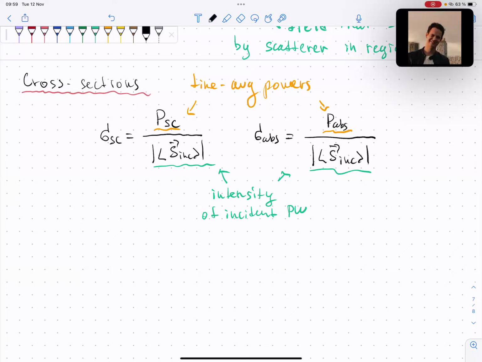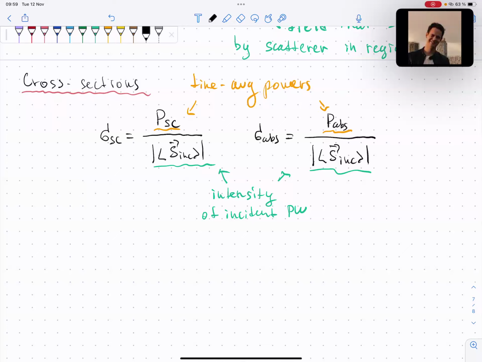Actually, these cross sections came from quantum mechanics. When people were studying the scattering of electrons on atoms, they introduced this notion of the cross section. And then it was adopted in optics.